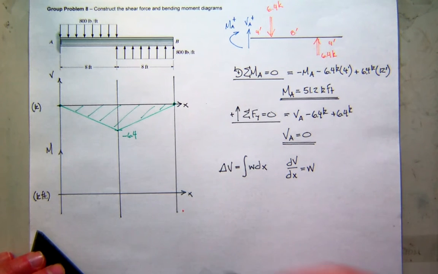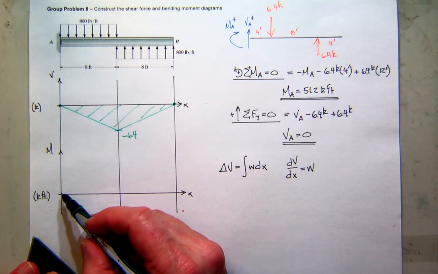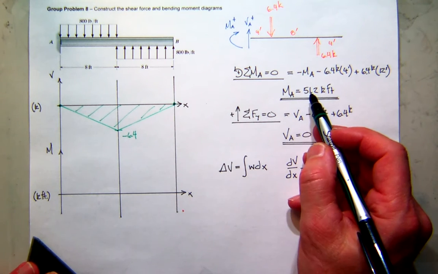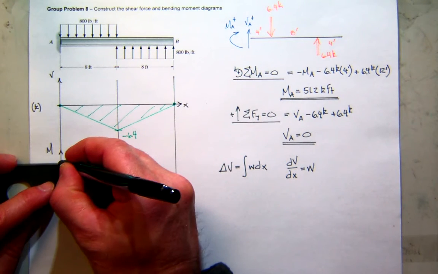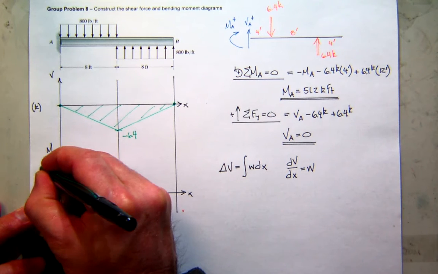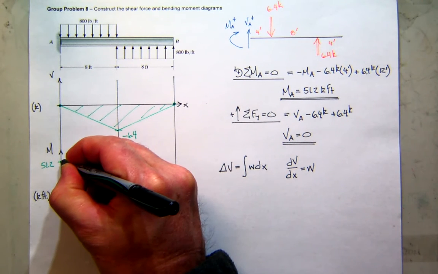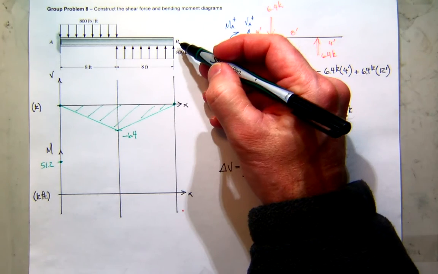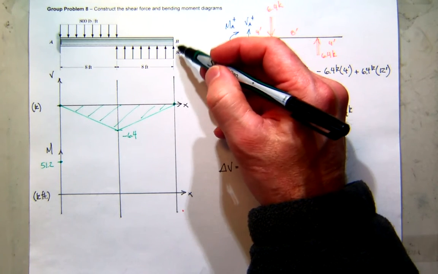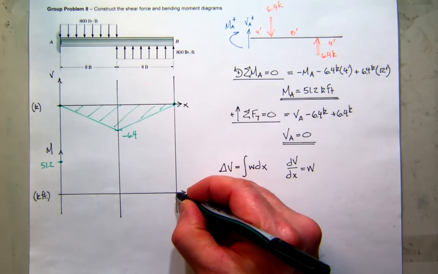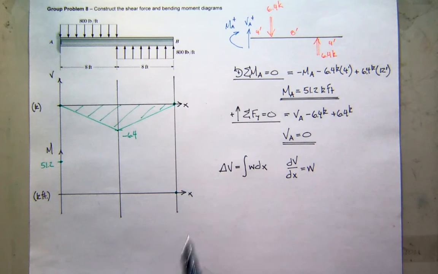Now what do I know about the moment? Well, I know the moment at A, I solved for it, it's 51.2. So I'm going to start at a positive 51.2. And I also know the moment at the free end. What is the value here? 0. So I should come back to 0. Now I've got to figure out what happens in between.